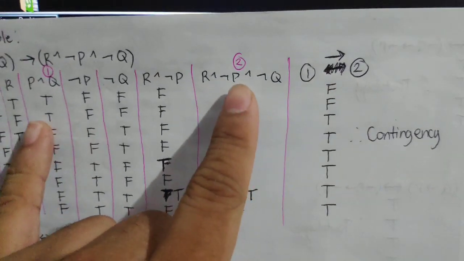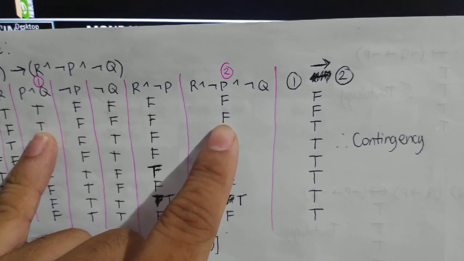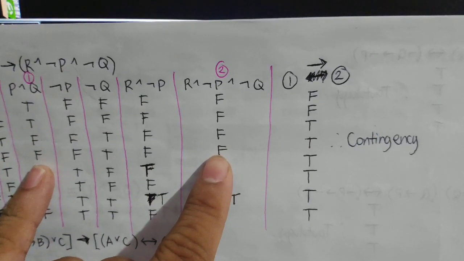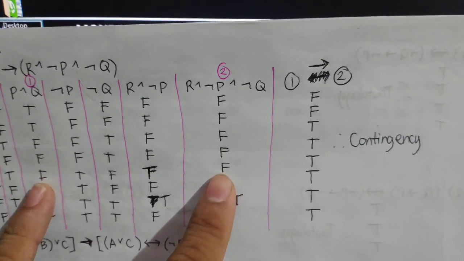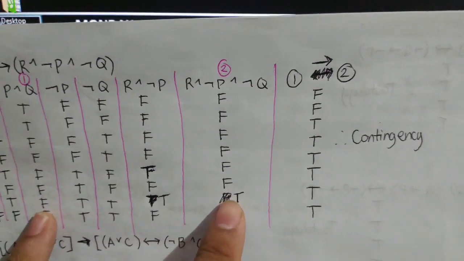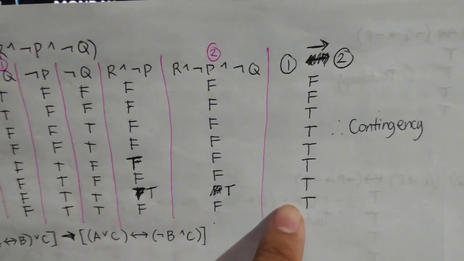So if you have the implication, you have true implies false, therefore false; true implies false, therefore false; false implies false, therefore true; false implies false, therefore true; false implies false, therefore true; false implies false, therefore true; false implies true, therefore true; and then the last, false implies false, therefore true.